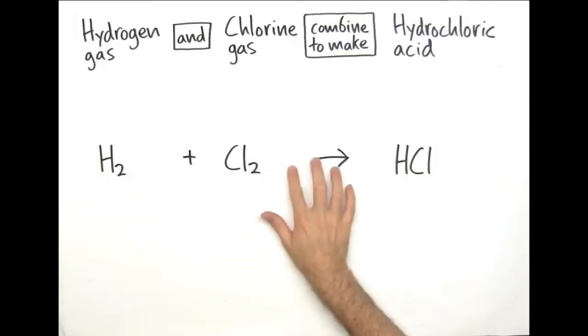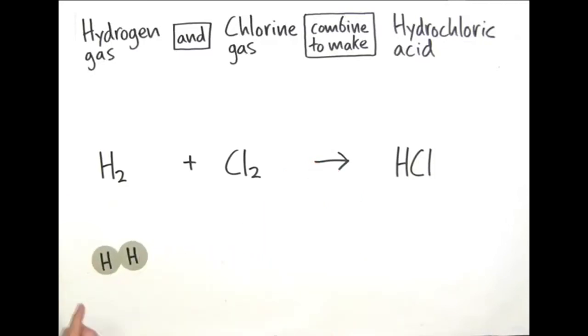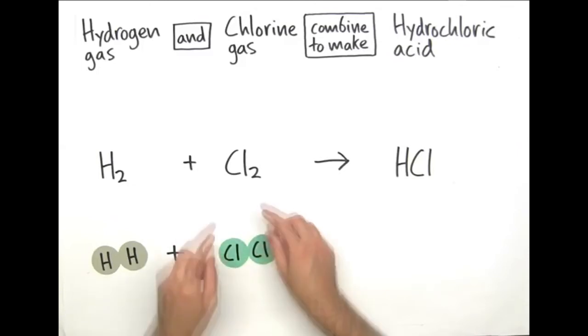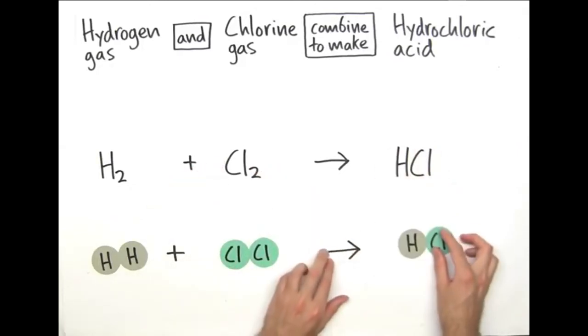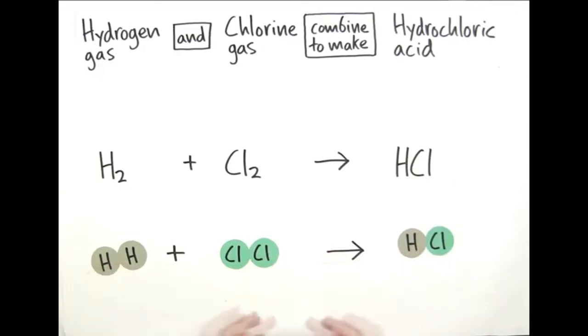Okay, so we got a molecule of hydrogen gas. It looks like this. We got 2 hydrogen atoms, 1, 2. Then we got some chlorine gas. We got a molecule of that. 2 chlorine atoms. We got our arrow, and finally a molecule of hydrochloric acid. So there it is, 1 hydrogen and 1 chlorine.